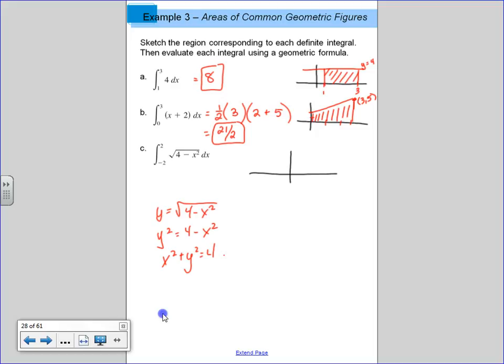It's good to start seeing, well, not start, but remember and keep remembering. It's just a circle, but it's the positive part, so it's a half circle. The radius is 2, so it's going to be 1/2 pi times 2 squared. What's that? 2 pi.